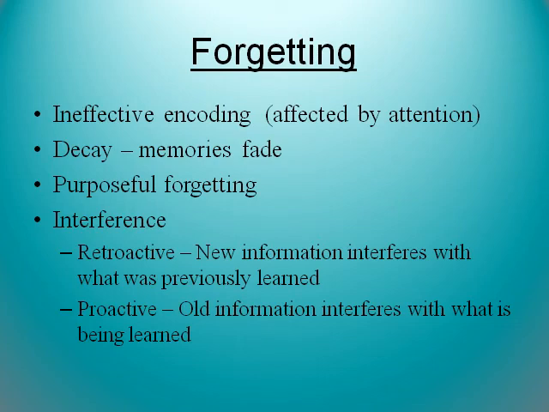Sometimes memories just fade. Purposeful forgetting. Sometimes something is so tragic that we just don't want to remember it. And then interference. Sometimes there's a retroactive interference or proactive interference. And retroactive interference is that new information interferes with what we previously learned. Like, ability achievement scores are the only way to look at learning disability. Well, sorry, you've just been given a whole lecture on retroactive information that's retroactively activated.